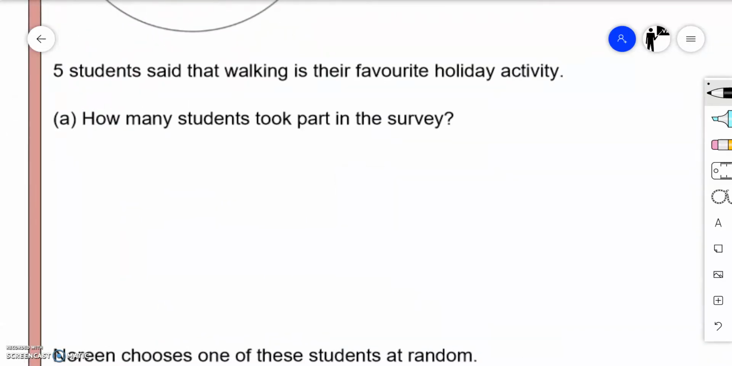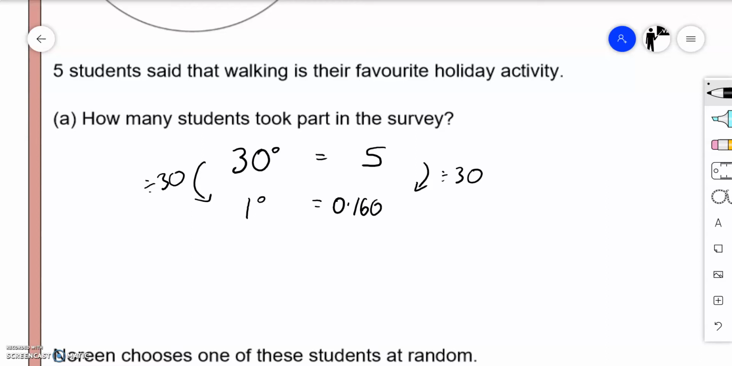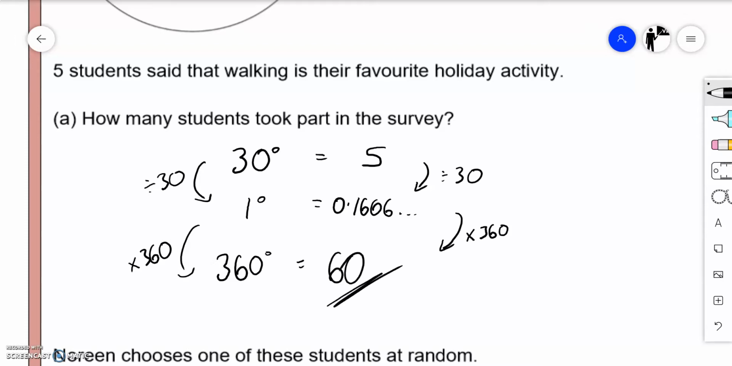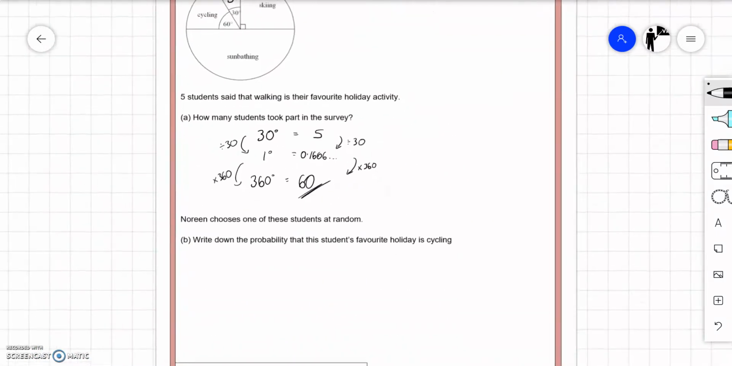Okay, so we know that 30 degrees was 5. So we can work down to 1 and then up to 360. So we've divided by 30 here, so we need to divide by 30 here. 5 divided by 30 is a sixth, so that's 0.1666. So to figure out the whole amount, that's 360 degrees, so multiply this by 360. So altogether 60 people took part in the survey. Okay, altogether there's 60 people in the survey.